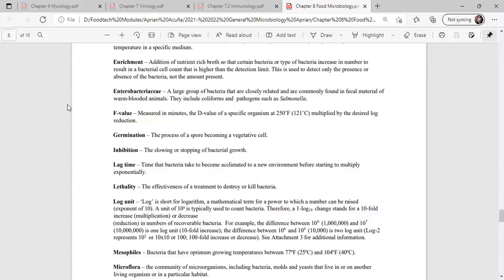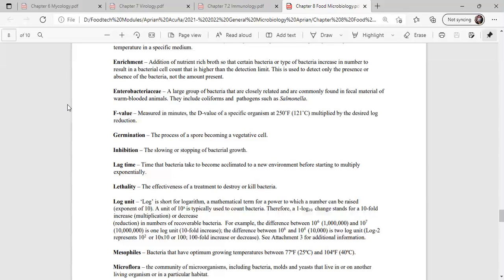Then you have Enterobacteriaceae, a large group of bacteria that are closely related and commonly found in fecal material of warm-blooded animals. This includes your coliforms and pathogens such as Salmonella. Then you have your F value, measured in minutes. The D value of a specified organism at 250 degrees Fahrenheit or 121 degrees Celsius multiplied by the desired log reduction. Then you have germination. It is the process of a spore becoming a vegetative state. Your inhibition, it is the slowing or stopping sa aton nga bacterial growth.